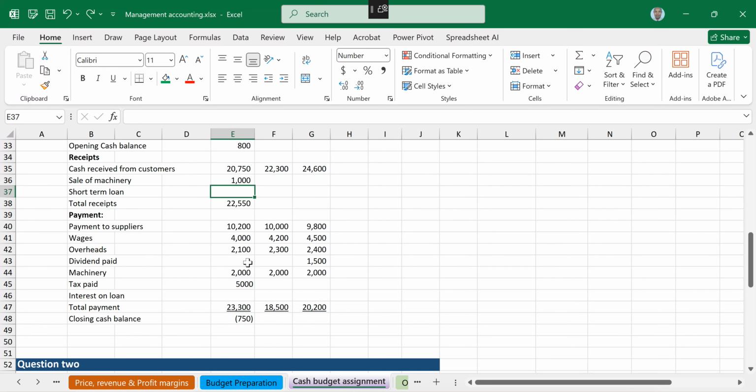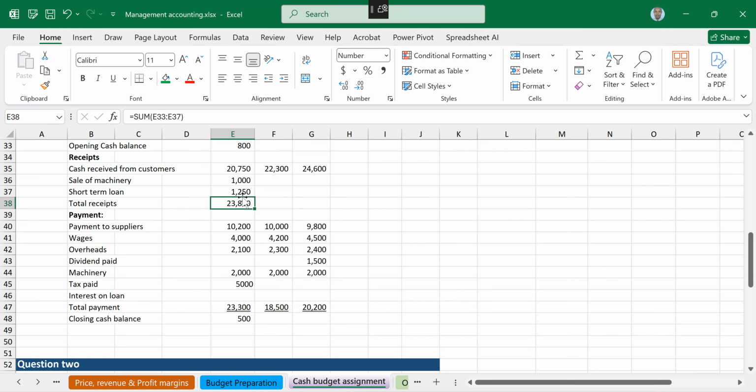So what you do on short-term loan, just say equal sign 750 plus 500. The first 750 takes it to 0, then the other 500 takes it to the minimum they wanted of 500. So that will give you 500 here now. So the short-term loan to be borrowed will be 1250. That is this 750 that was here plus 500 that they wanted as a minimum balance.